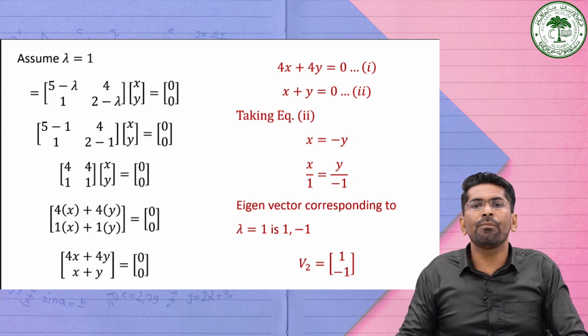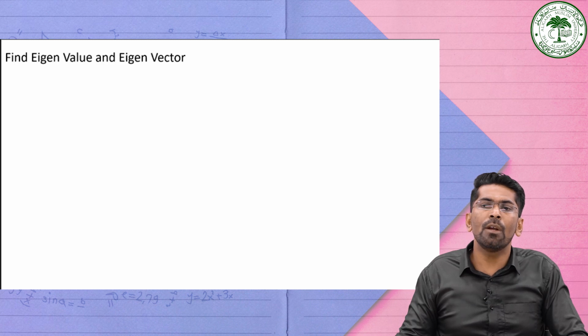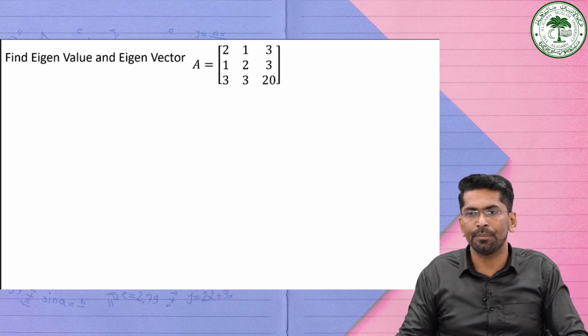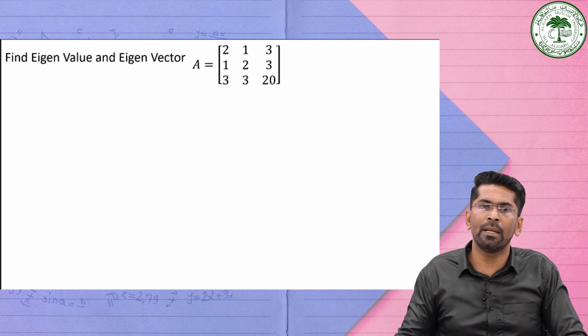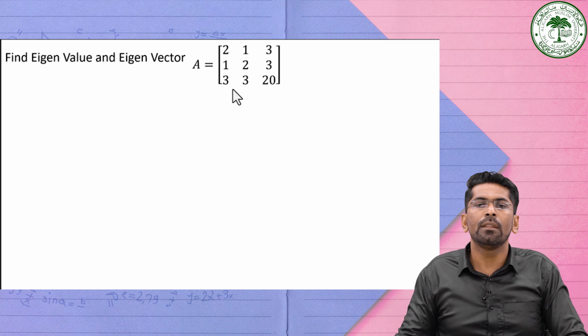Now how will we find the eigenvalue and eigenvector of a 3 by 3 matrix? See here we have a 3 by 3 matrix, that is matrix A is equal to [2 1 3; 1 2 3; 3 3 20]. We have a 3 by 3 matrix. So in order to find the eigenvalues of matrix A, we need to solve the characteristic equation, that is determinant of A minus lambda I is equal to 0.